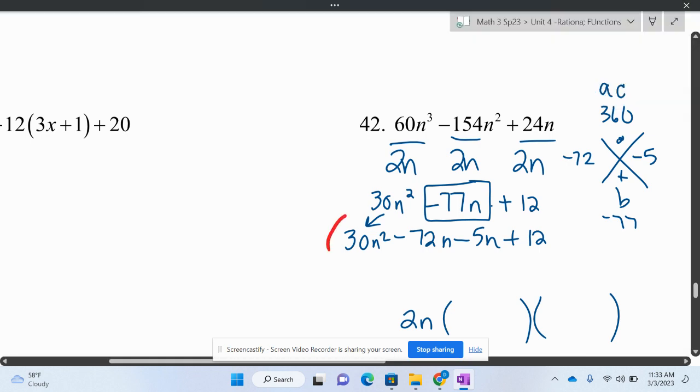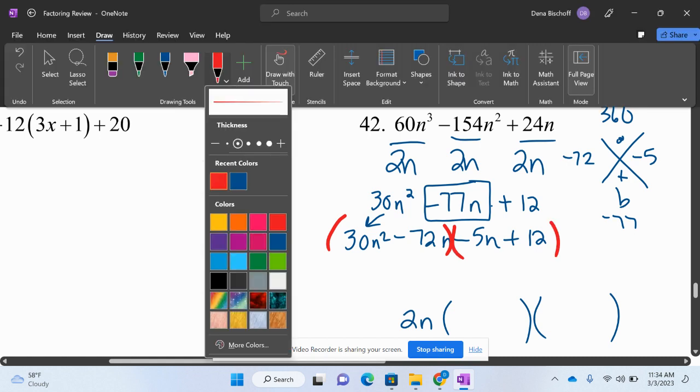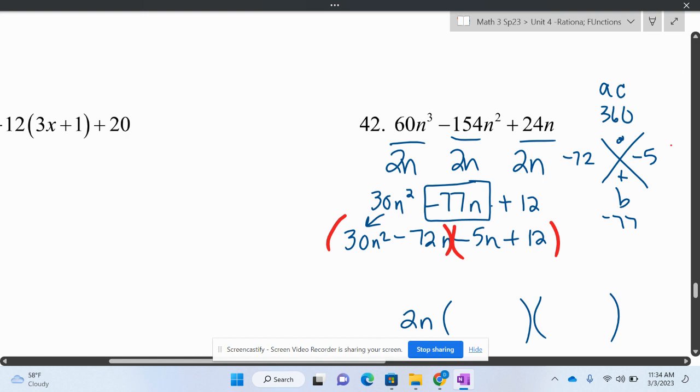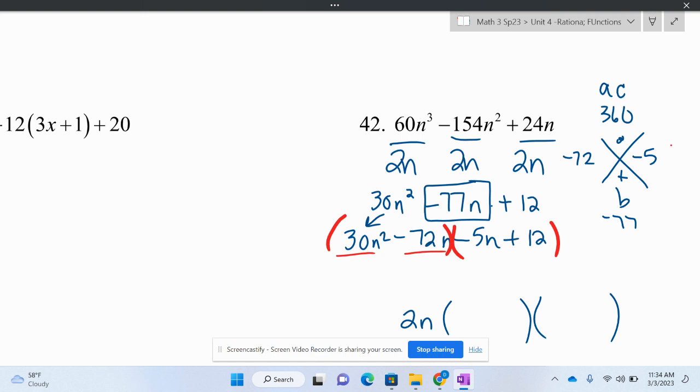So let's see. I could take out what from the first term? What can I take out of that first term when I group it? Well, factors of 30. Let's see. 1 and 30, 2 and 15, 3 and 10, 4 and not 4. What about 6? 6 and 5. These are both divisible by 6. And they're also both divisible by n. So I'm going to take a 6n out of my first parenthesis. What can I take out of my second one?